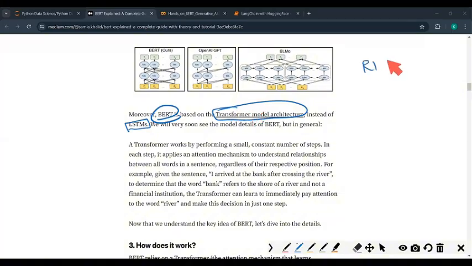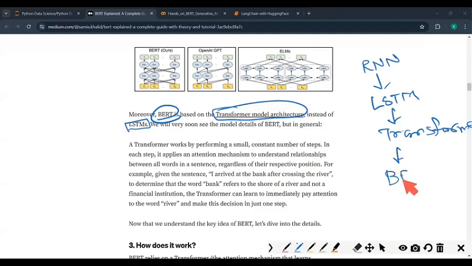So first RNN, then LSTM, then transformer, then BERT. So before BERT came, there were transformers, and before transformer, the previous best things were basically LSTMs, long short-term memory, right? So these were the things. So BERT is based upon transformers, not LSTM. They have the concept of attention mechanism that they use.